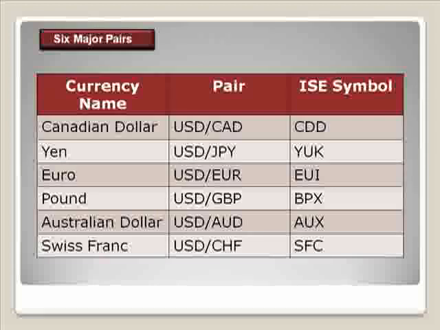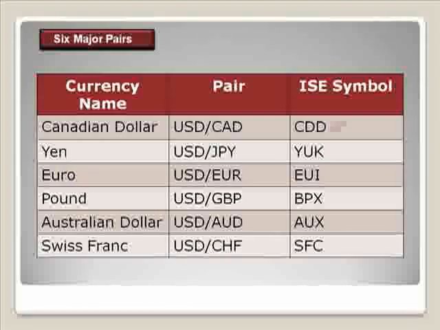The ISE offers 6 major currency pairs, each using the US dollar as the base currency. And as you can see here, you can trade your views on the US versus the Canadian dollar, the US versus the yen, US versus euro, US versus pound, US versus Aussie dollar, and US versus Swiss franc.